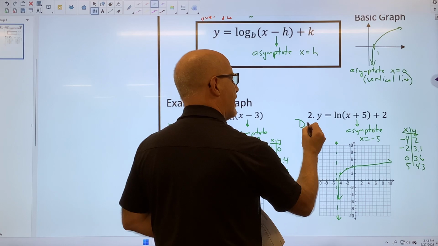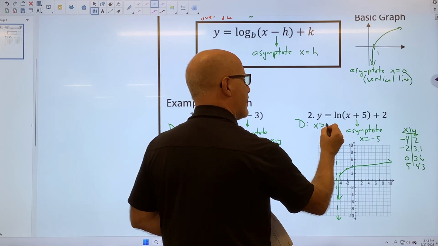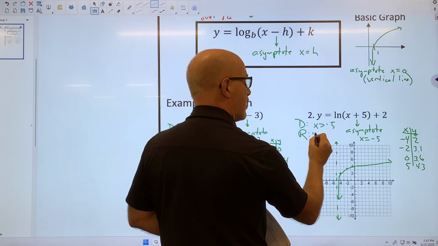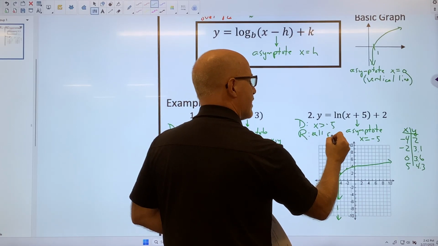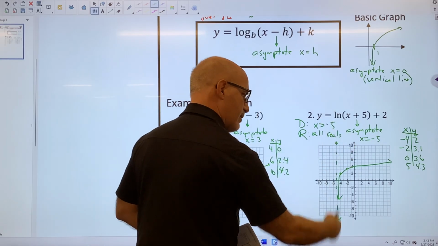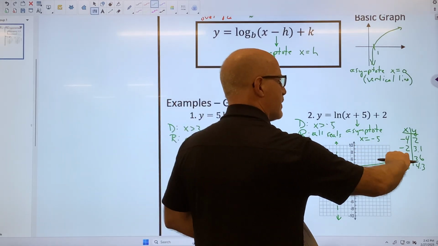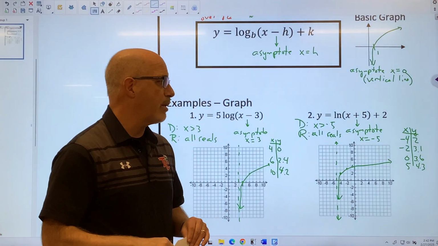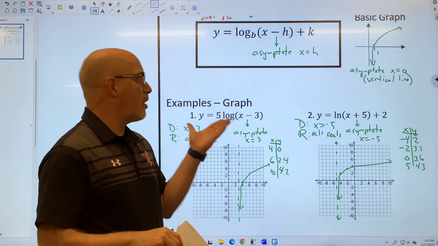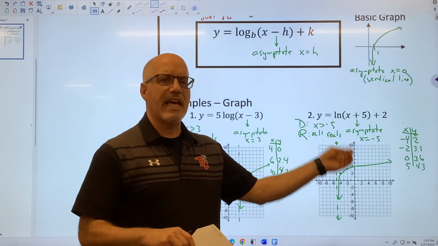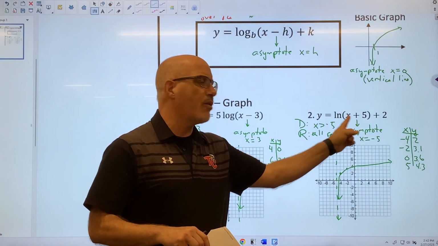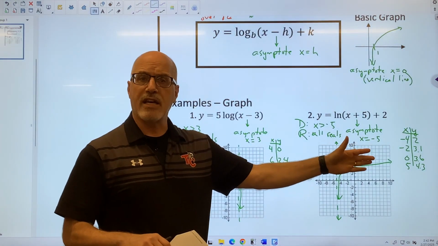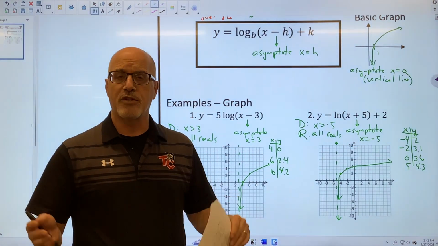So my domain would be that x has to be greater than -5, and my range would be that y is all real numbers. As it goes down to the asymptote here, and then this one, even though it's become shallow, it still increases until it gets to any number we need it to. So when we do our graphs, you've got to first of all find the asymptote. Whatever makes it 0 on the inside of the log, that's your asymptote. Go to your graphing calculator, come up with a table, and draw your graph.